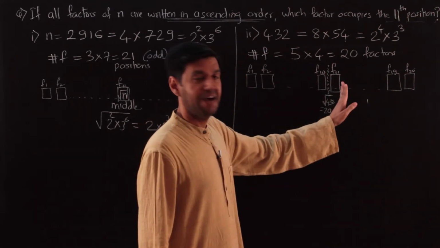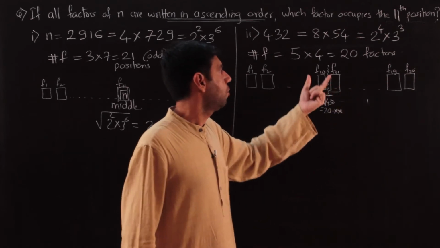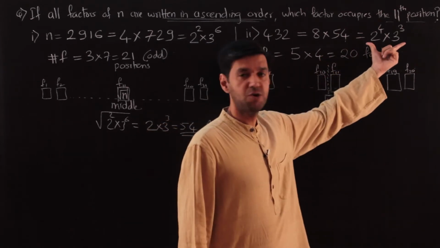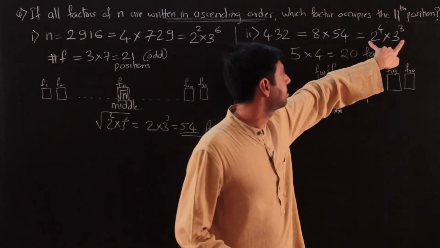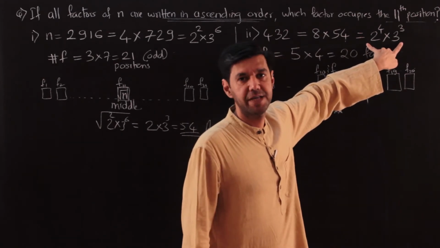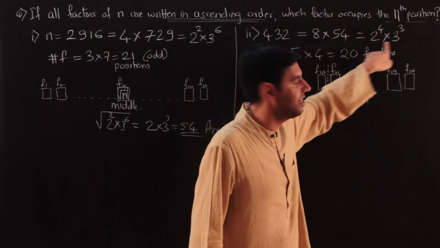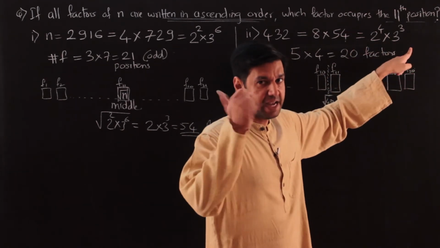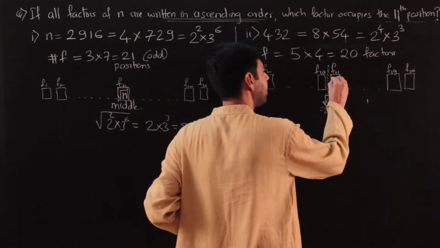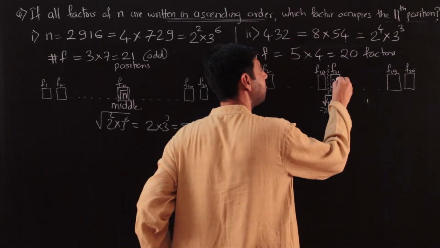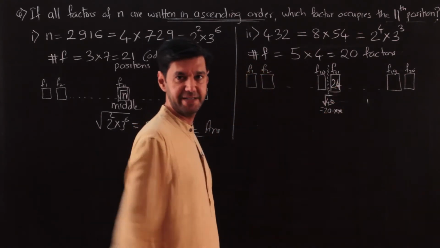A factor in the 11th position is more than 20. Look here carefully. So I want a number more than 20 which divides it. Does 21 divide it? No, there's no 7. 22? No, there's no 11. 23 is a prime. No. 24. Does 24 divide this? Yes, 24 is 8 threes. 8 will divide this, 3 will divide this. So 24 is going to be the first factor after 20 point something.